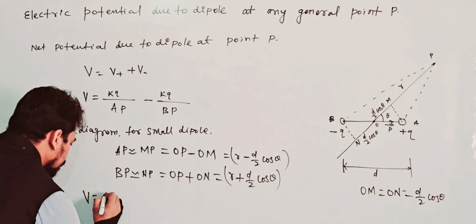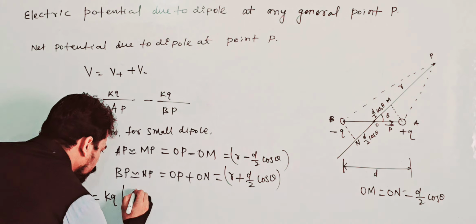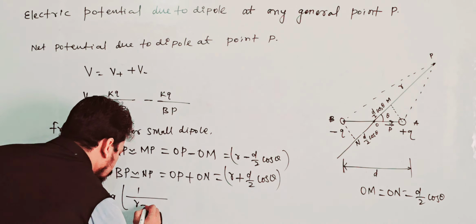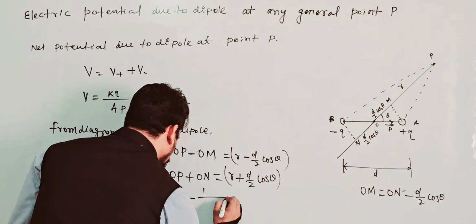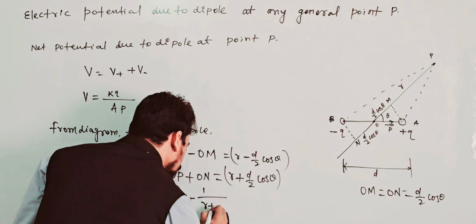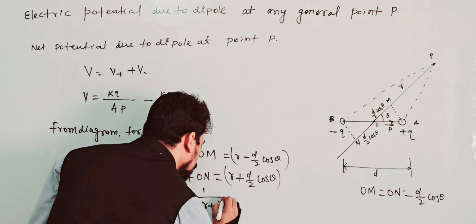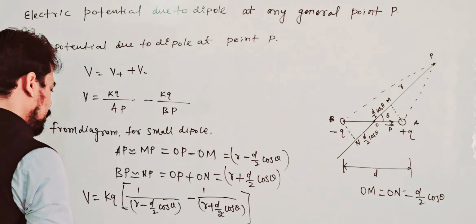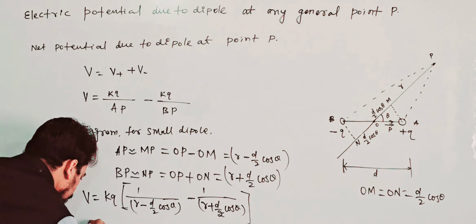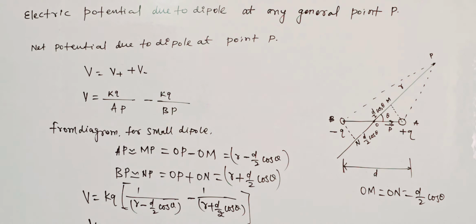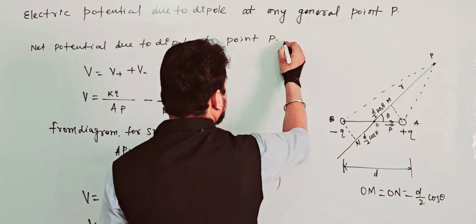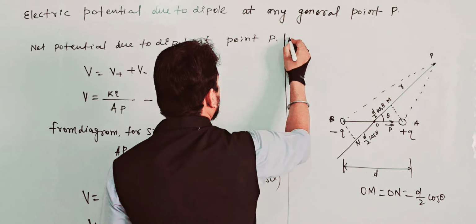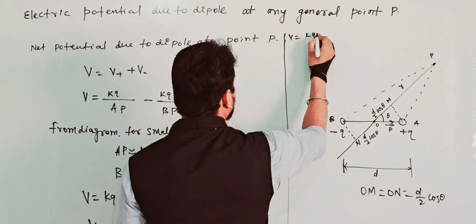So V equals, KQ is in both, so we can take it common. We can write 1 by (r minus d by 2 cos theta) minus 1 by (r plus d by 2 cos theta). Okay, the downside is not visible, so we can write right here: V equals KQ.